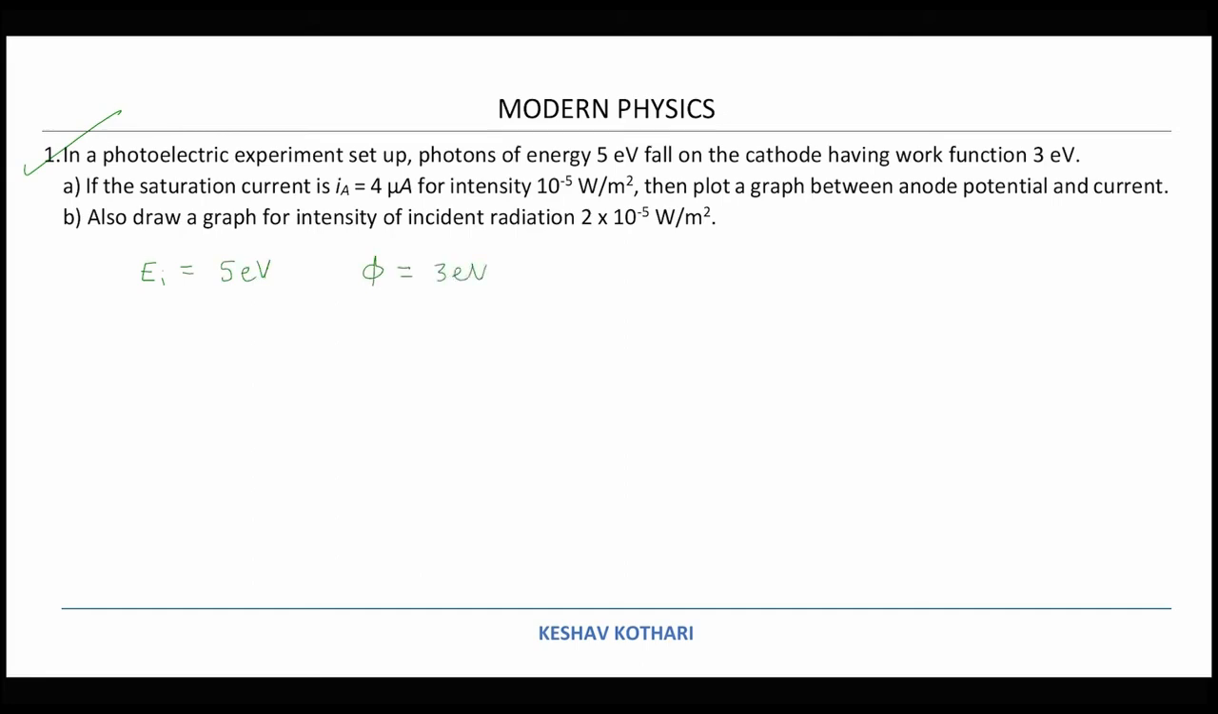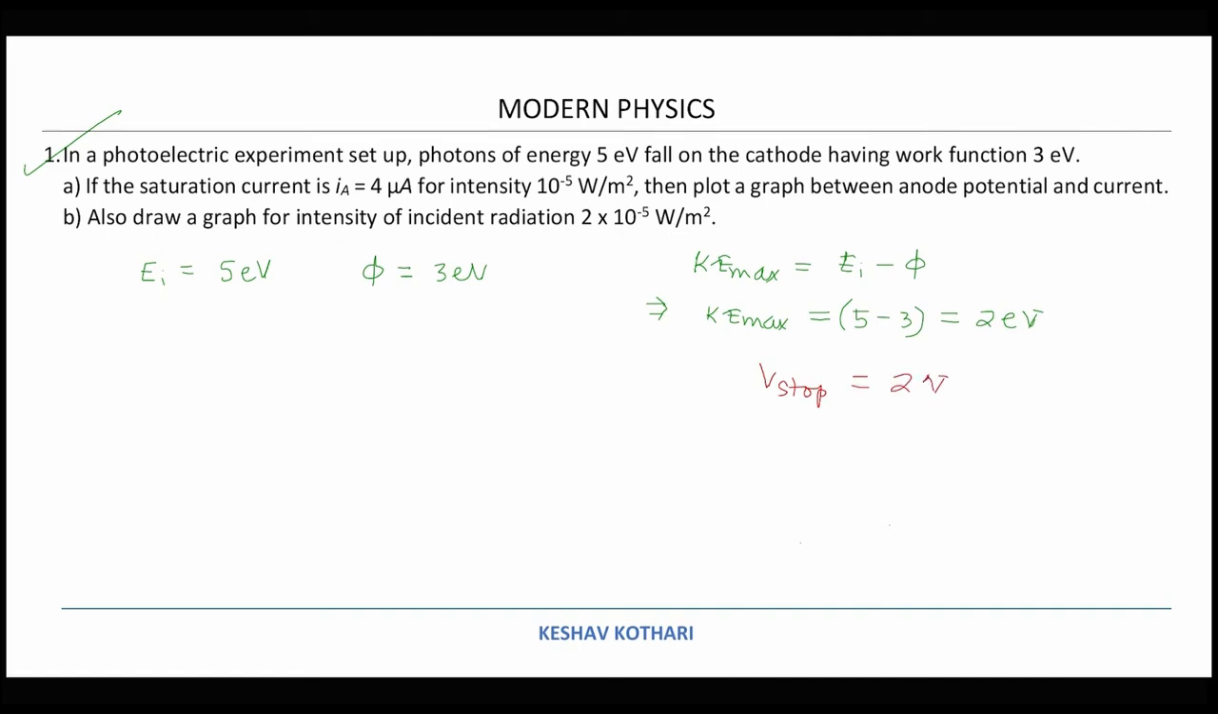So if we calculate the value of the maximum kinetic energy of the emitted photoelectrons, I can say that maximum kinetic energy is equal to incident energy minus work function phi. So if we do this, we can obtain that the maximum kinetic energy of the photoelectrons emitted is equal to 5 minus 3, that is equal to 2 electron volt. So from here we can also calculate the value of stopping potential. So the value of stopping potential is going to be 2 volt.